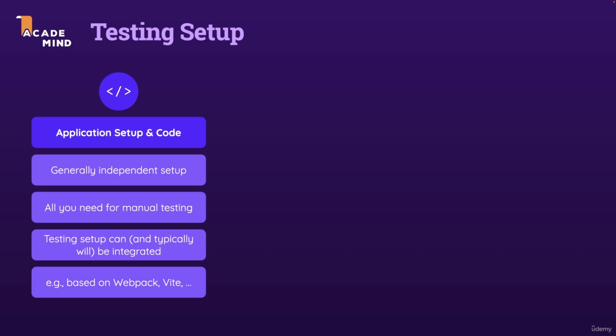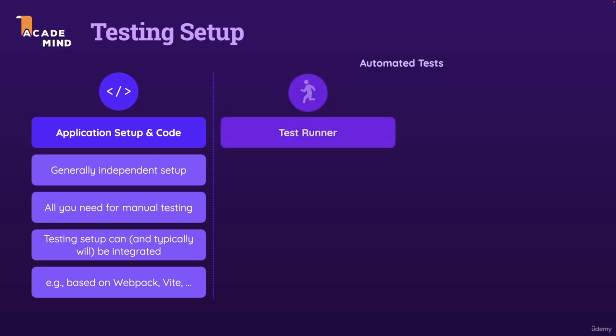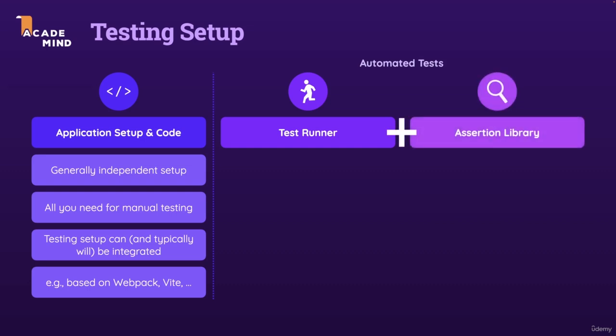So that is what you always have basically, because you need that to build a product, to build an application, to write code. But then if you want to add automated tests, you need extra tools that are added to this project. For example, you need to add a test runner. You also will need an assertion library typically. But what are these things?